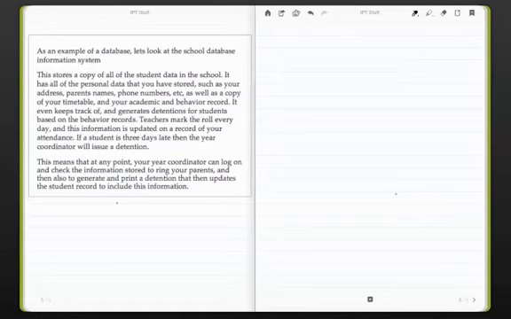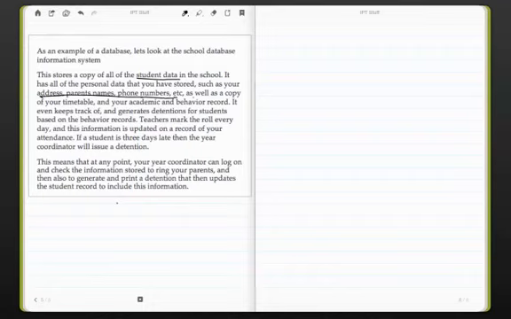This is an example of a database information system. In this case, it's a school database. This stores a copy of all student data in the school. It has all of the personal data that you have stored, such as your address, parents' names, phone numbers, etc., as well as a copy of your timetable and your academic and behaviour record.